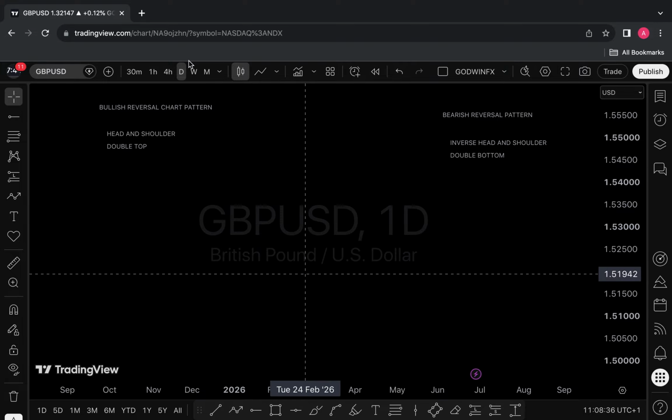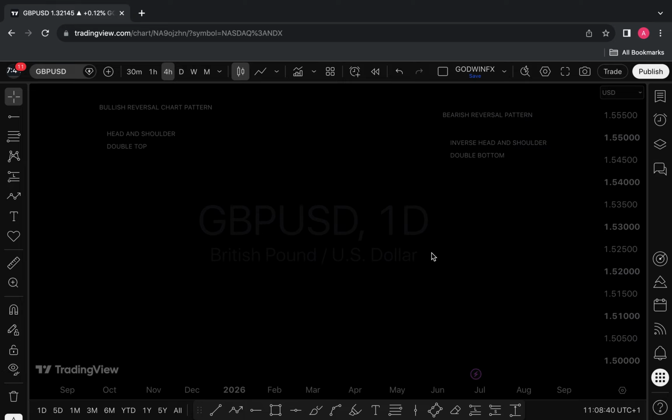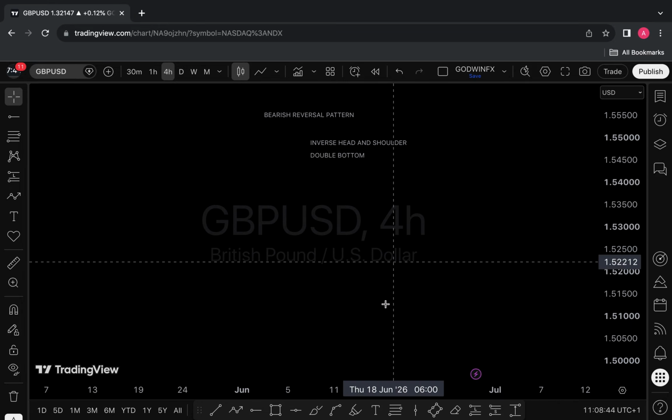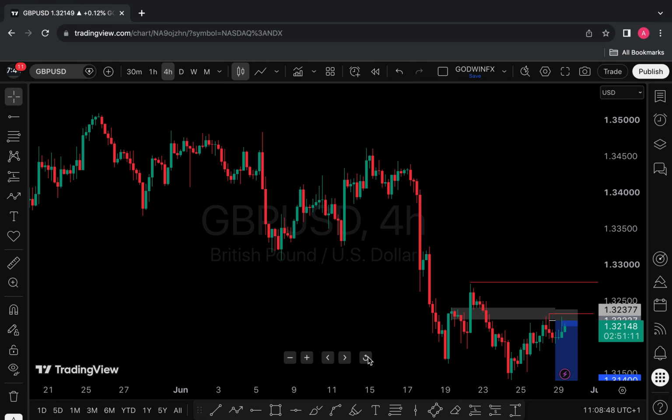So let's check if we can see any of these patterns on a live chart. Let's see if I can show you any of these patterns on a live chart.